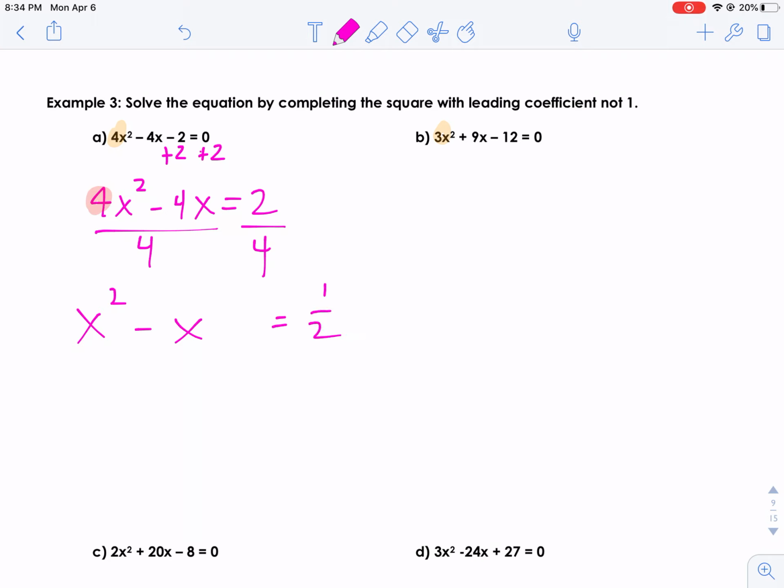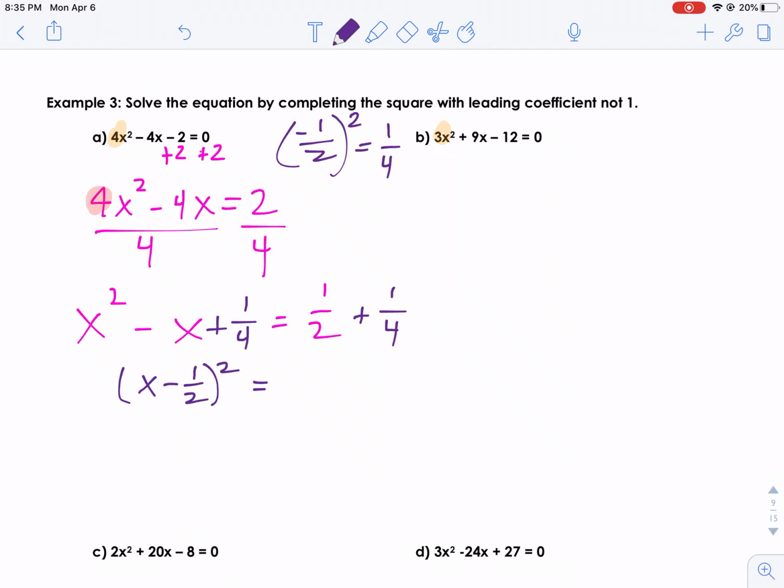Okay, once you did that division, then we can complete the square. So you had to divide first, and then you can complete the square. So our b value is negative 1. We would cut it in half, and we would square it. So that would give us positive 1/4. So we're going to add 1/4 on the left-hand side, add 1/4 on the right-hand side. This will then factor into x minus 1/2, quantity squared. On the right-hand side, a half plus a fourth is 3 fourths.